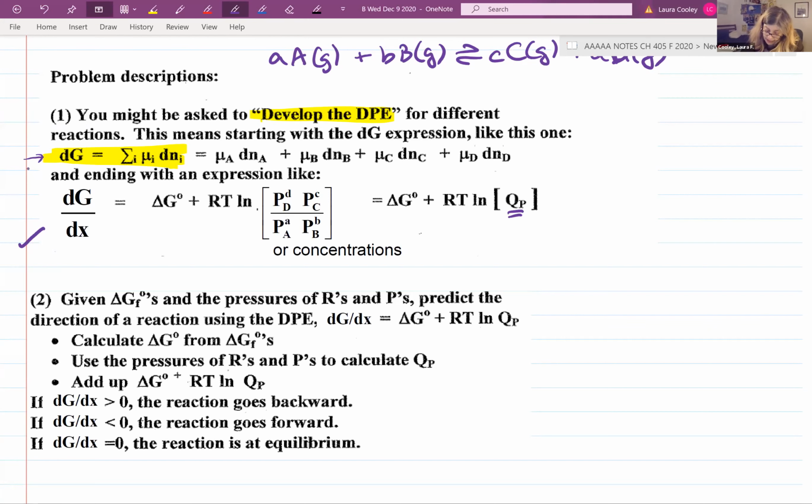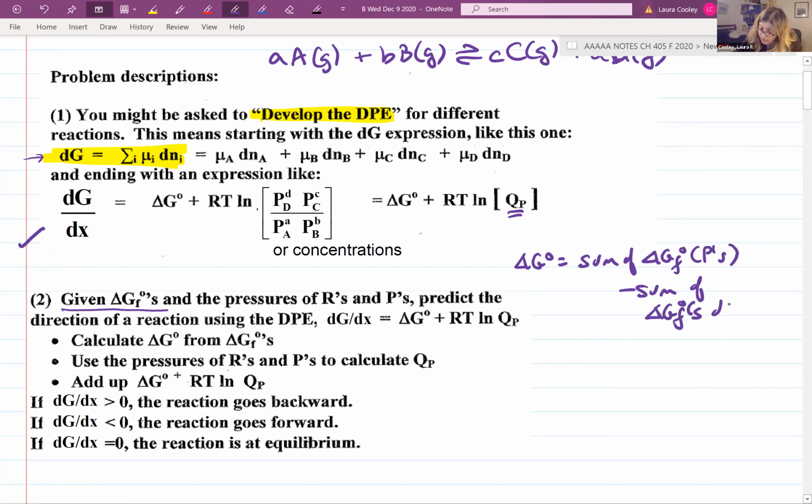So what else could you be asked to do? So you could be given delta G F zeros, right? So you could find a delta G from the sum of the delta G F zeros of the products minus the sum of the delta G F zeros of the reactants. And you need to remember that you need to multiply each of the terms by its stoichiometric coefficient. And I am going to go over some examples.